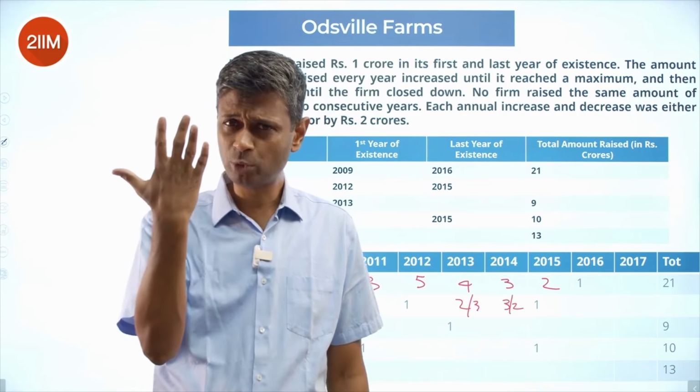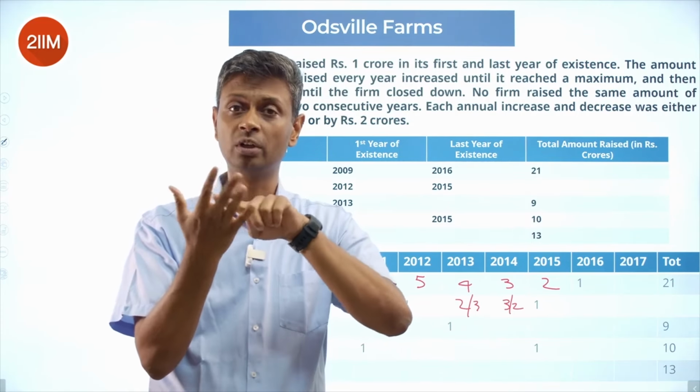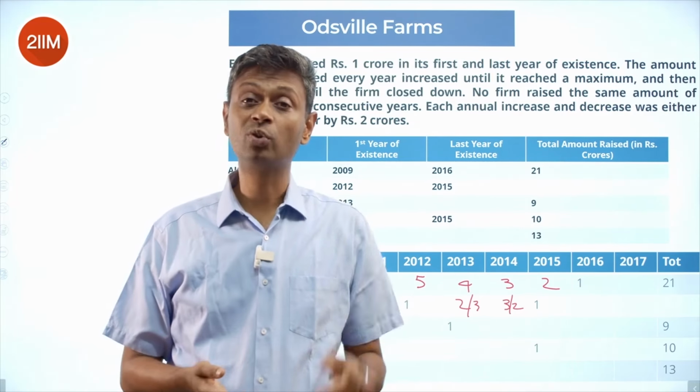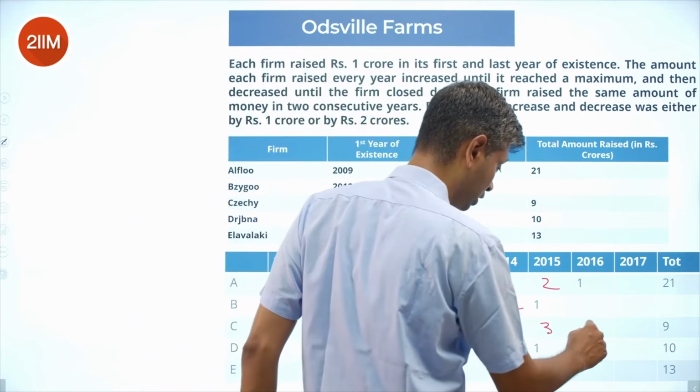5 years, the minimum total over 5 years is 1, 2, 3, 2, 1. 1, 2, 3 is 6, plus 2, plus 1 is 9. The minimum is 9, therefore that's the only possibility. Or this should have been 1, 2, 3, 2, 1.